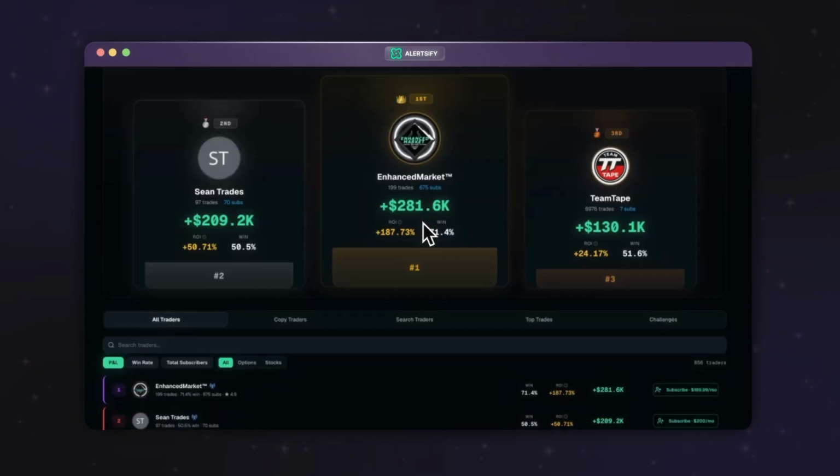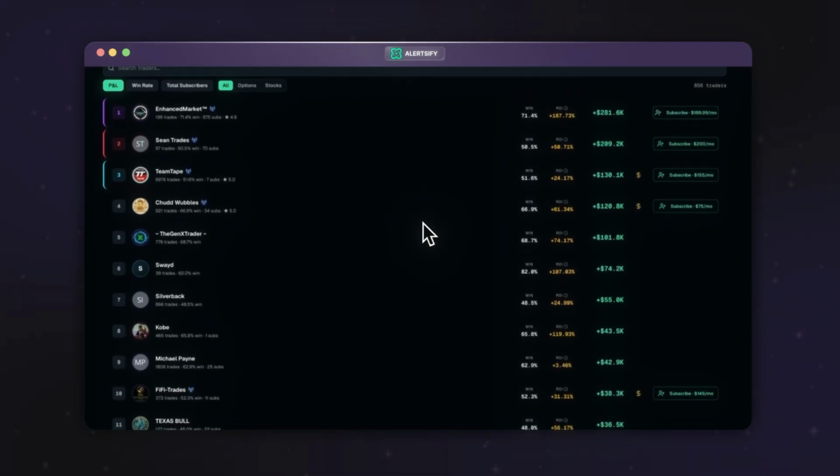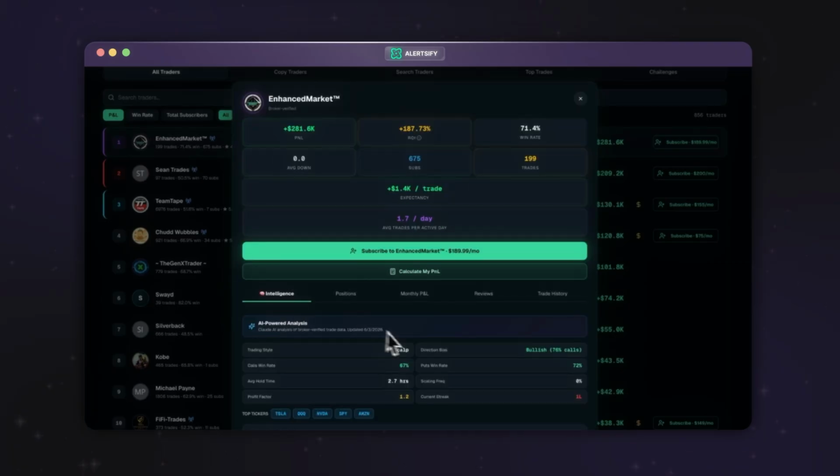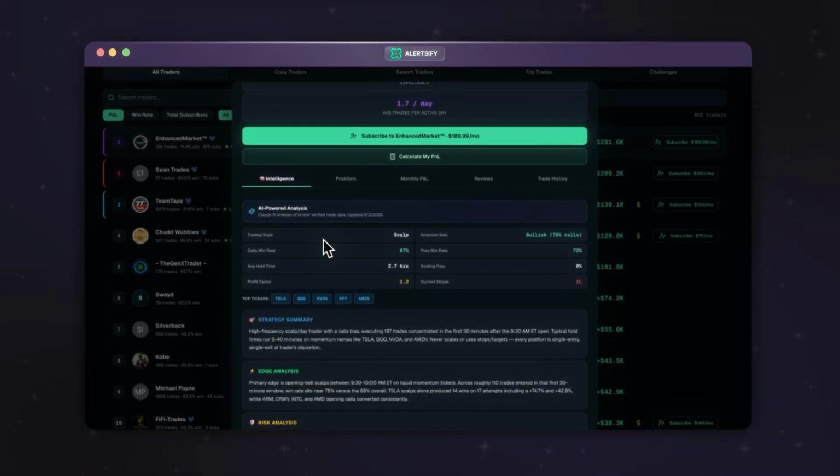We'll open the leaderboard and sort by highest return, because that's where most people start. What most people don't consider is that the traders at the top may have the biggest return while taking far more risk than you would personally be comfortable with. That number only tells you what they made. It doesn't tell you how they made it. So let's click into the profile and look deeper.